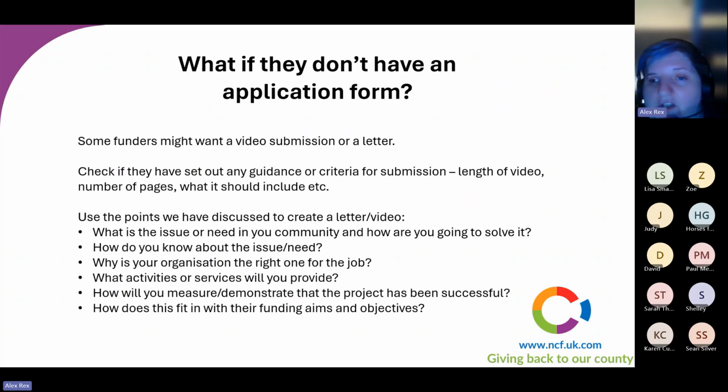So just a quick note about what happens if they don't have an application form. Some funders might want video submissions, some might want a letter. In your video or your letter, try and include the things that we've talked about already. So identifying a need, how you're going to tackle that need, what you need in terms of a monetary value to be able to do that, what are the positive outcomes, how are you going to measure that, and how does that fit in with the funders' aims and objectives and meets their purpose as a charity or a trust.